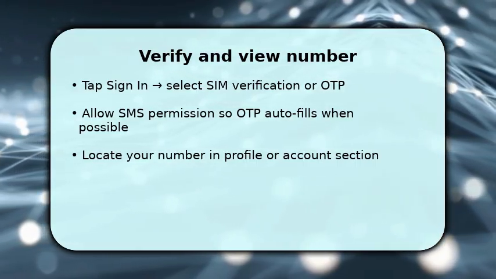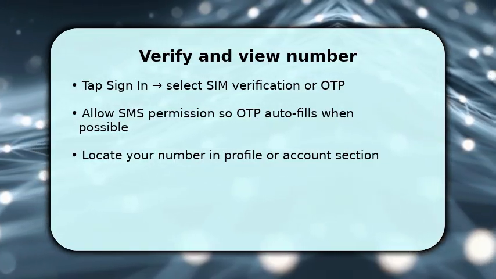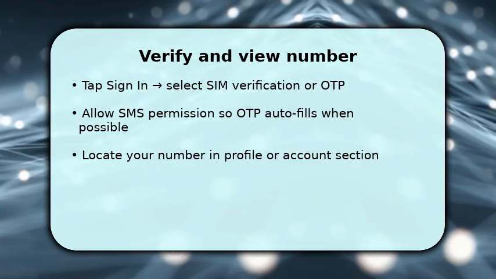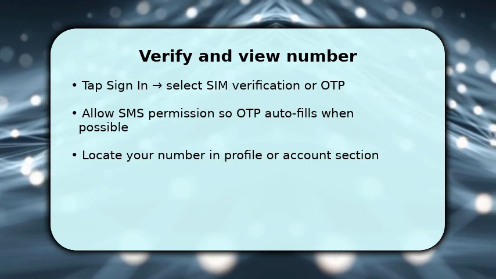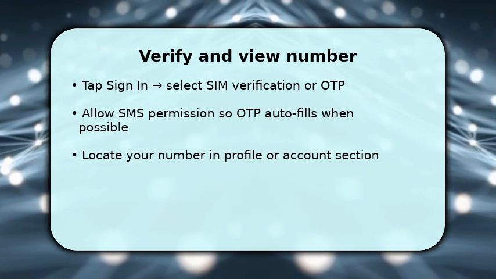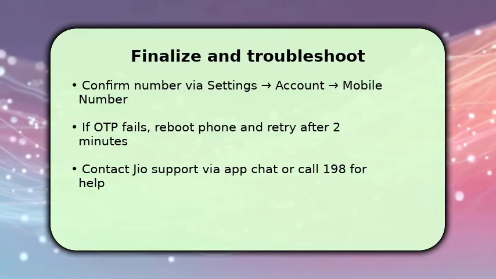Once signed in, go to the Profile or Account tab where the registered mobile number is displayed. If you manage multiple numbers, confirm the active one by checking the SIM details shown next to the listed number. You finish by double-checking settings, then the account, to ensure the displayed number matches your SIM.